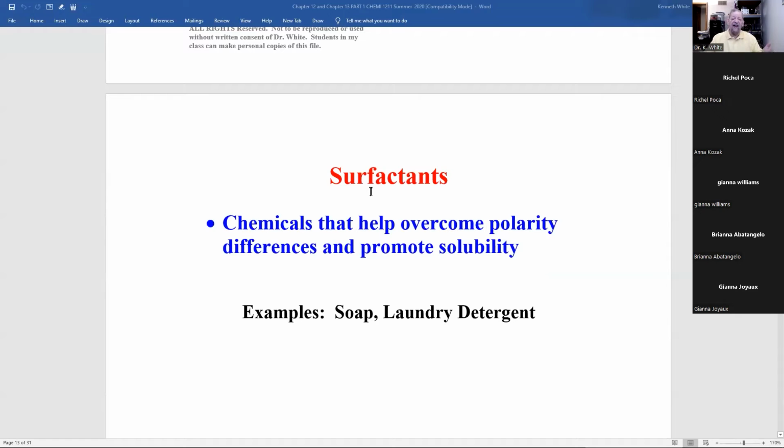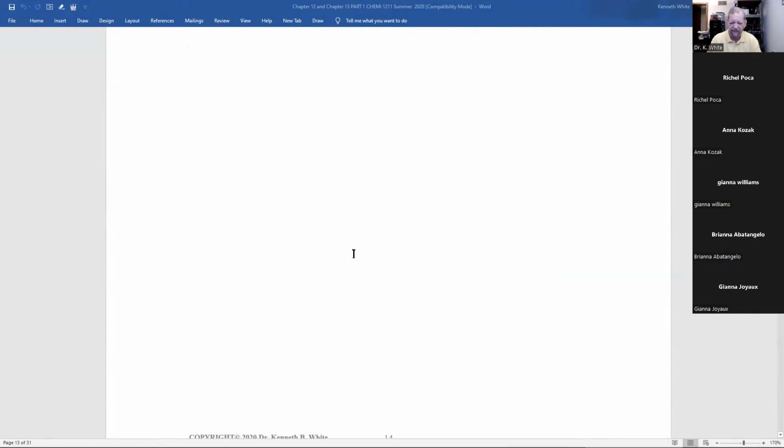Chemicals that have both polarities in the same molecule, polar and nonpolar, are called surfactants. And this is an area I'm a world authority in. I have a number of patents in surfactant chemistry. And your soap, hand soap, liquid or solid, your laundry detergent, those are all surfactants.